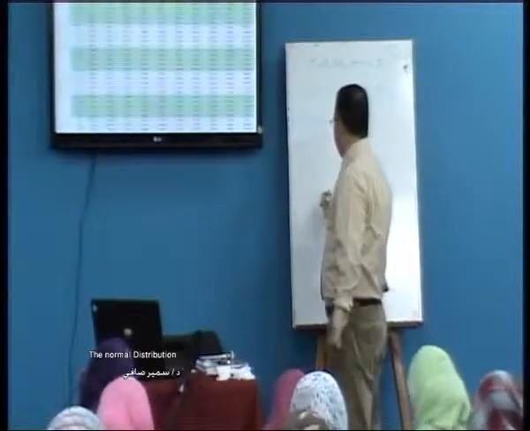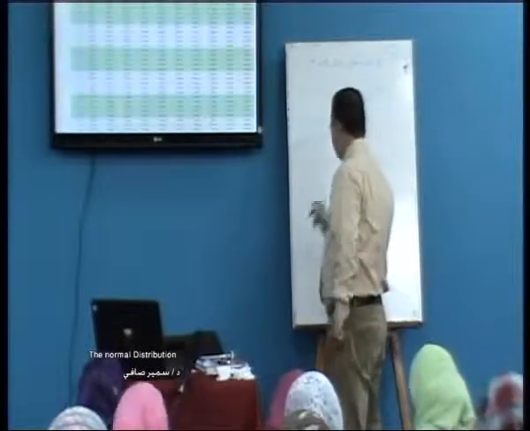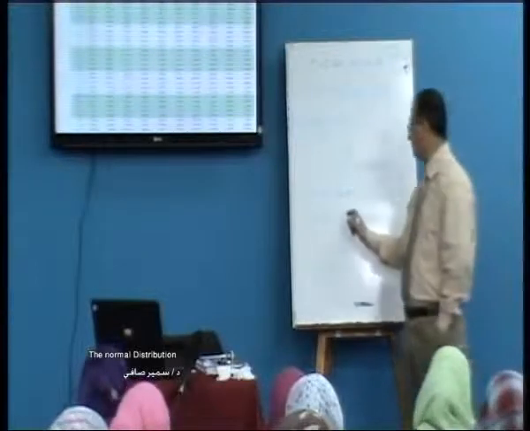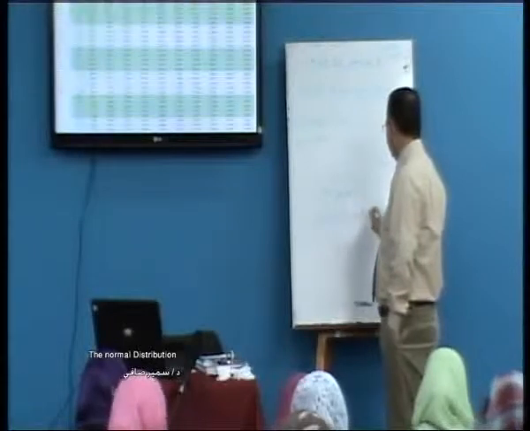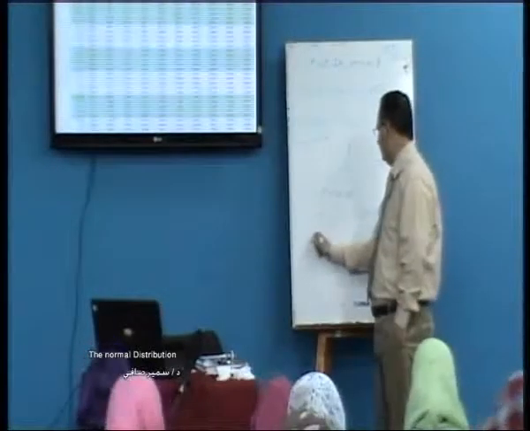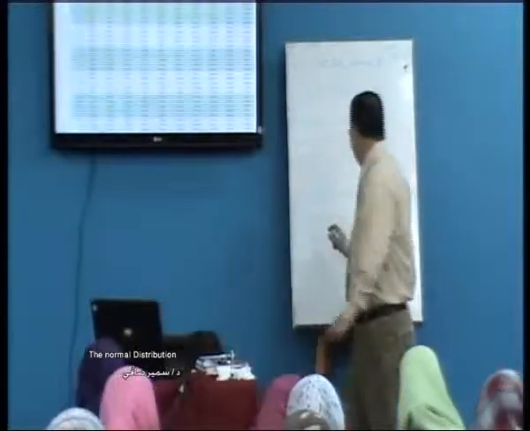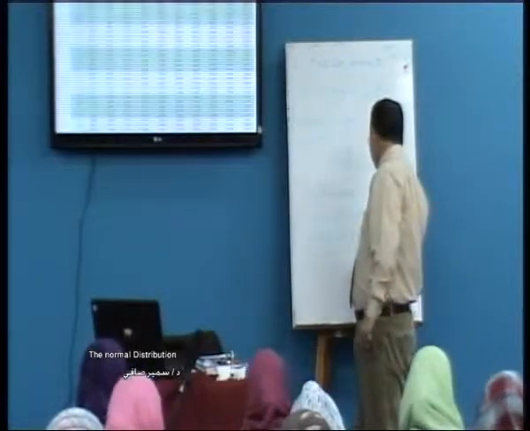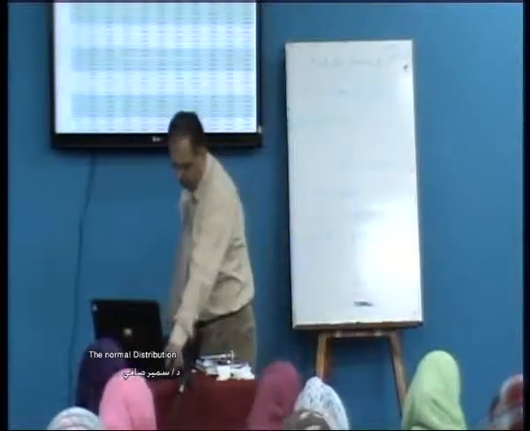Now x again equals mu plus z sigma. Mu is 3.2 plus z, which is negative 1.27, times sigma, which is 0.8. So it's equal to 3.2 minus 1.27 times 0.8. By calculator you'll get the final result.